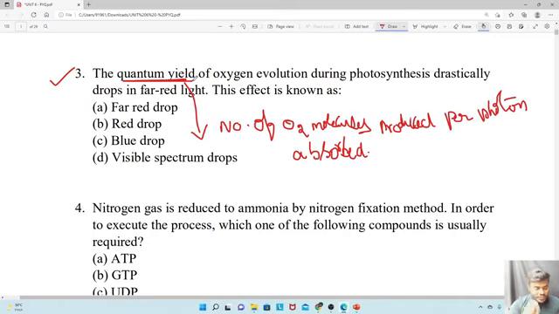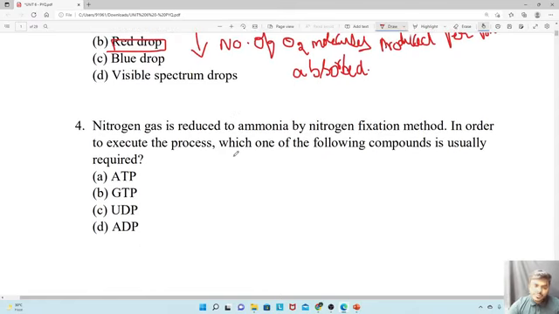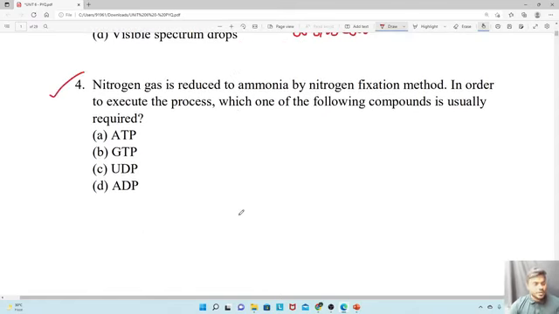I want every student to remember that quantum yield is generally constant up to 680 nanometers. Every student keep it in your mind. Beyond that only, friends, it drastically falls down. So that is what we call the red drop effect. Kindly don't worry, I will provide all the crystal clear explanation and upload it on the website. You can download it also. Okay. Question number 4. That's good. Very, very good, friends.